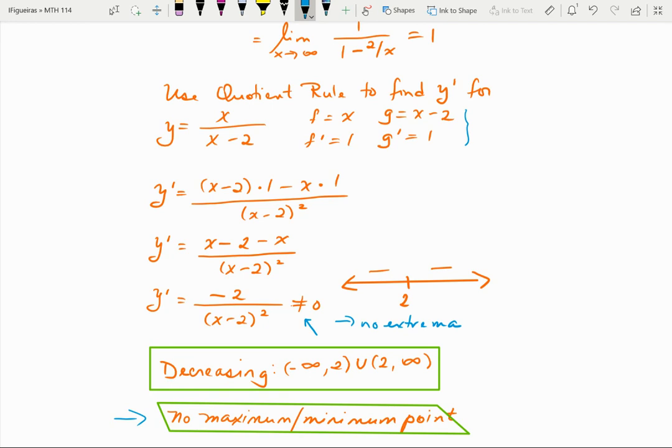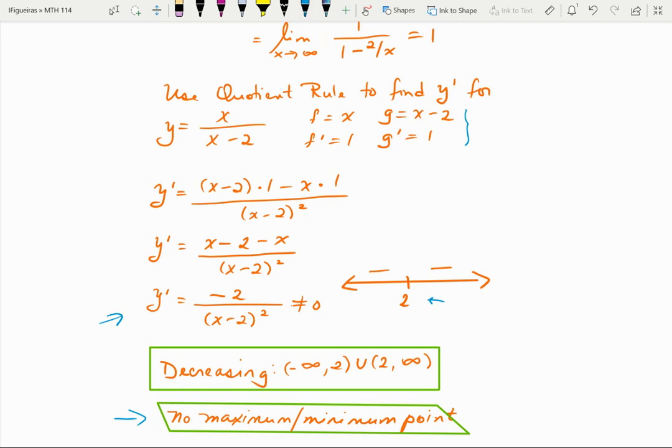Now, why am I putting 2 on the number line here? And that's because 2 is a restriction on the domain. So remember, we talked about that right at the very beginning. 2 is not defined in your original function. Remember, here's the original function. If x was equal to 2, it would be undefined. So you have to check what is the behavior of the function to the left and right of 2. And you check that behavior by plugging into y prime.